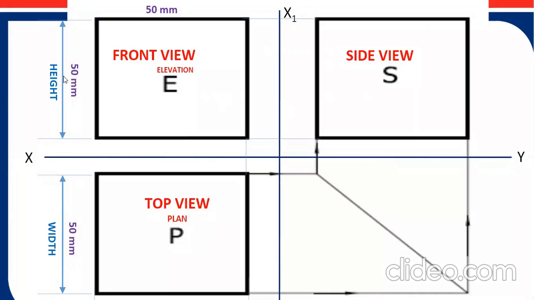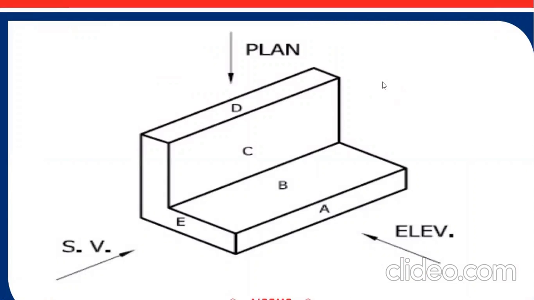Now this is a reference for 50 mm. So this is the front view, top view, and side view. Now suppose, for example, this is the object. Elevation means front view. We are here and we have to draw the front view. So in that case, we can see only this A surface, this A and C surface, these two surfaces A and C, in this direction.